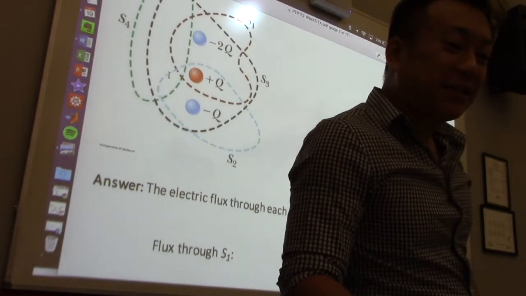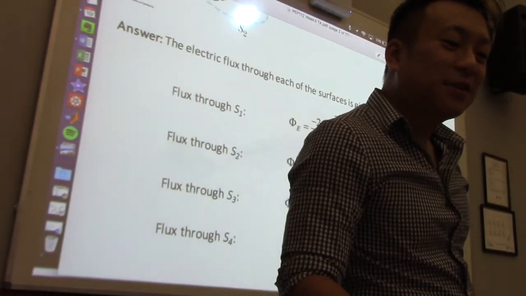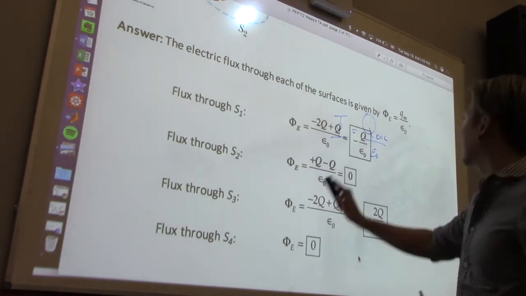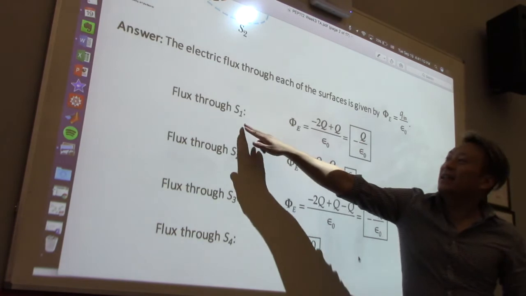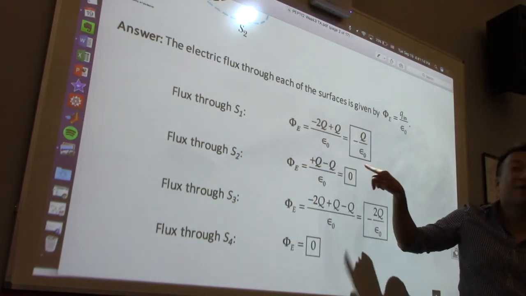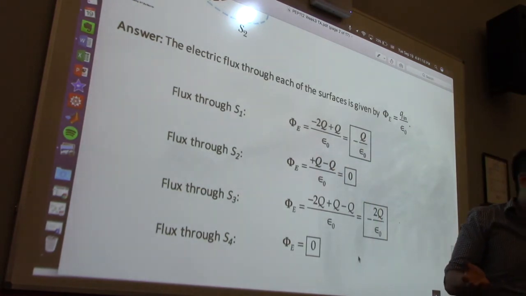Next, flux. Let's look at this through S1. Let's look at all 4 of them. S1 enclosed the negative Q1 and the positive Q1, and then they just left it in terms of epsilon. You don't even have to plug that in.